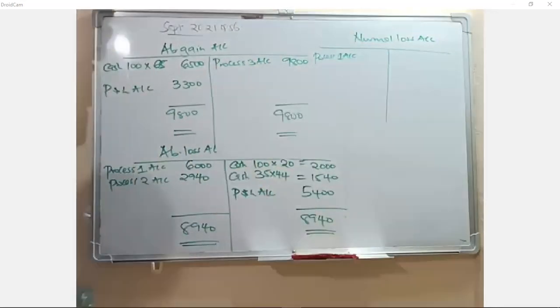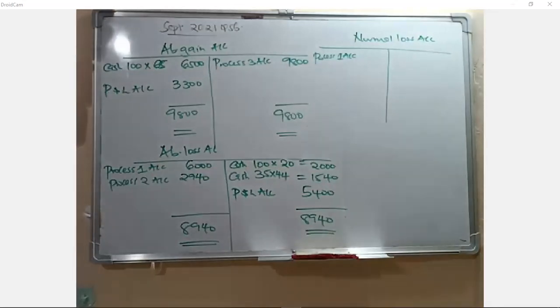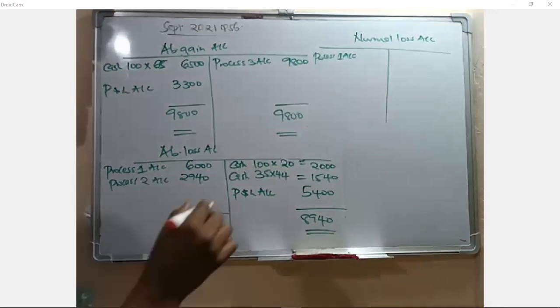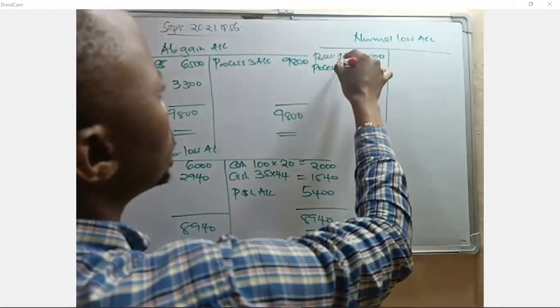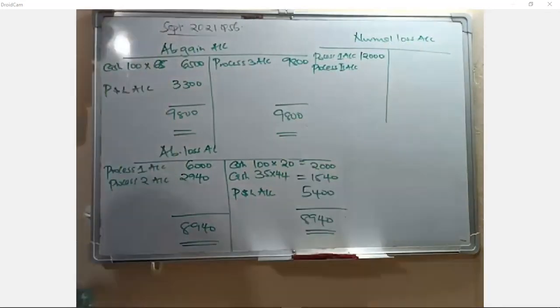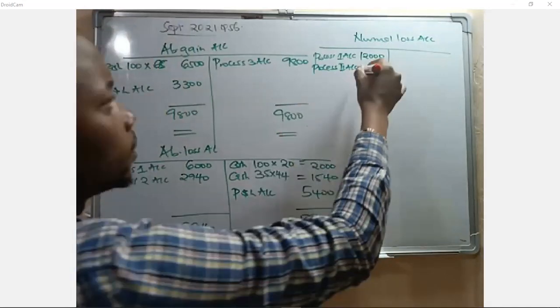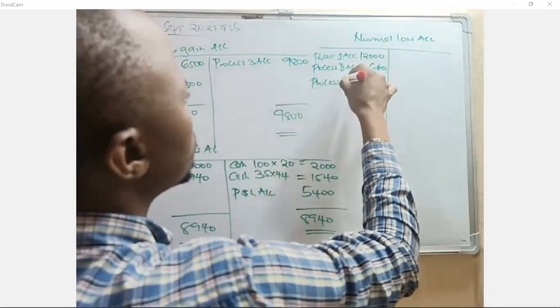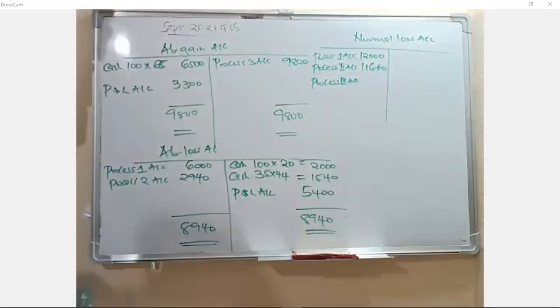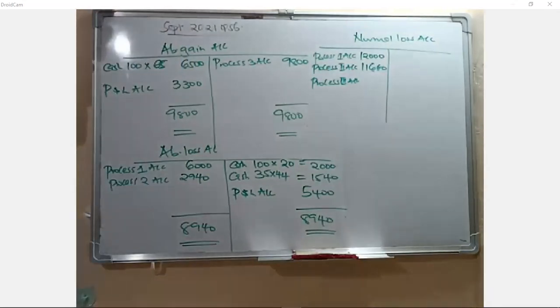We start with process one accounts, right? What are the normal losses? The normal losses amounting to process one, we have 12,000. Process two accounts was totaling to normal loss 11,660. Process three accounts was totaling how much? The process three account was 26,000, if I'm not wrong.